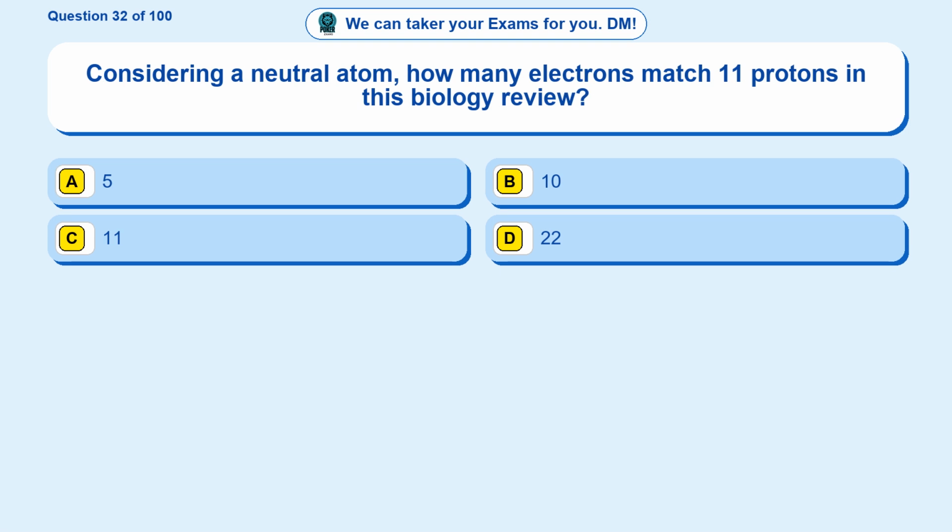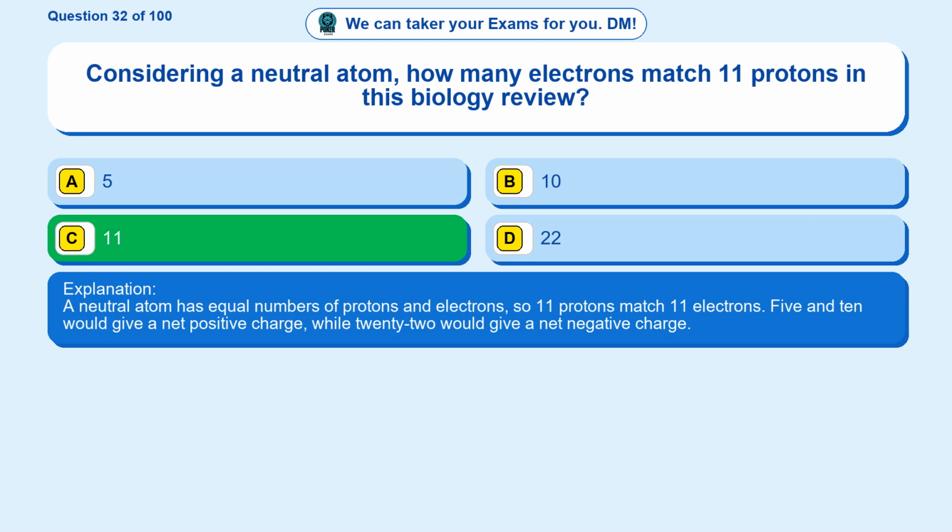Question 32. Considering a neutral atom, how many electrons match 11 protons in this biology review? Option A, 5. Option B, 10. Option C, 11. Option D, 22. The correct answer is option C. 11. A neutral atom has equal numbers of protons and electrons, so 11 protons match 11 electrons. 5 and 10 would give a net positive charge, while 22 would give a net negative charge.